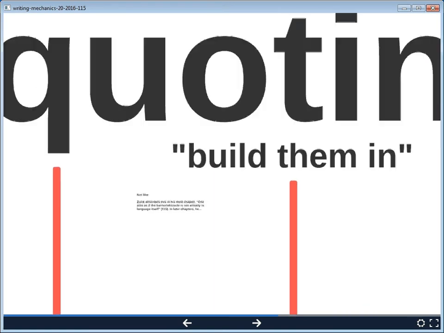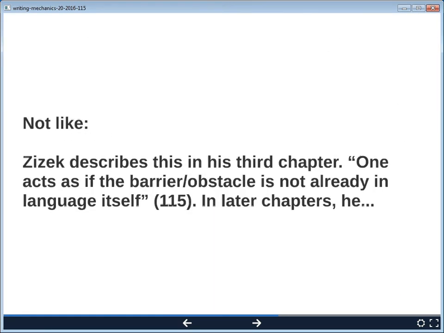So it's important to note when you're quoting that you don't abandon your quotes. This is an example of a quote that's entirely been abandoned. So if this is my research essay and I've written, "Zizek describes this in his third chapter." Then I've got a period. I've got the start of a quote: "One acts as if the barrier obstacle is not already in language itself." This is my MLA format. I've just got the page number, and then I've got a period.